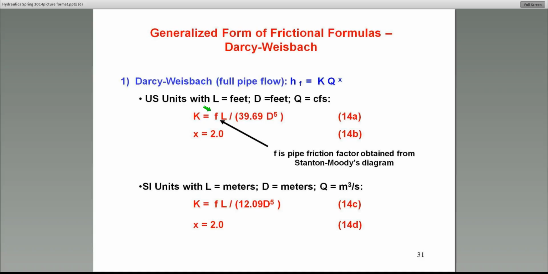Unfortunately, that friction factor f depends not only upon the relative roughness of the pipe, it also depends on the Reynolds number, which in turn depends on the velocity in the pipe.